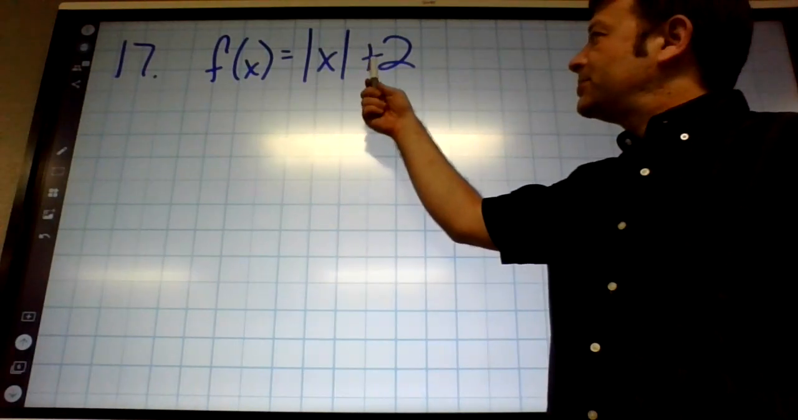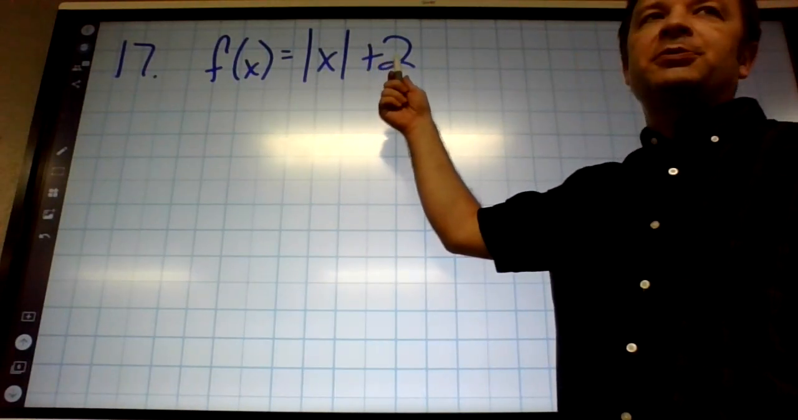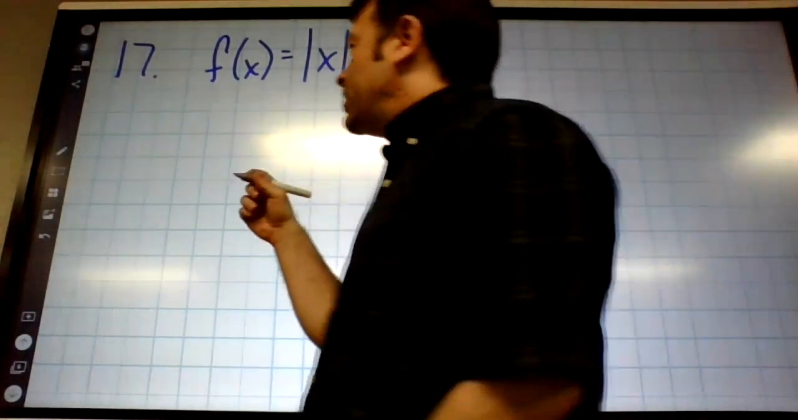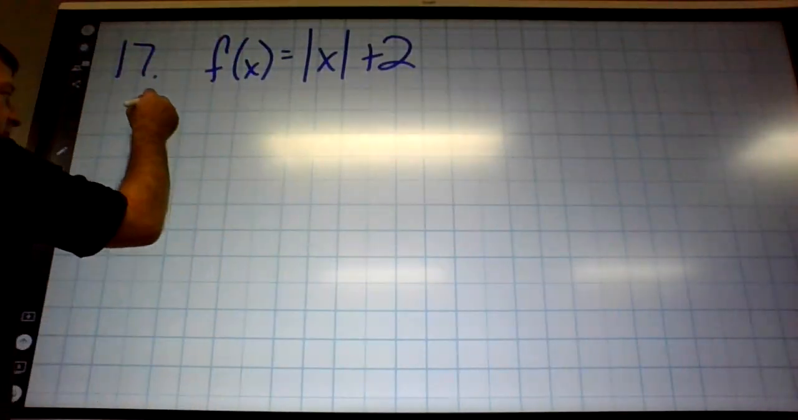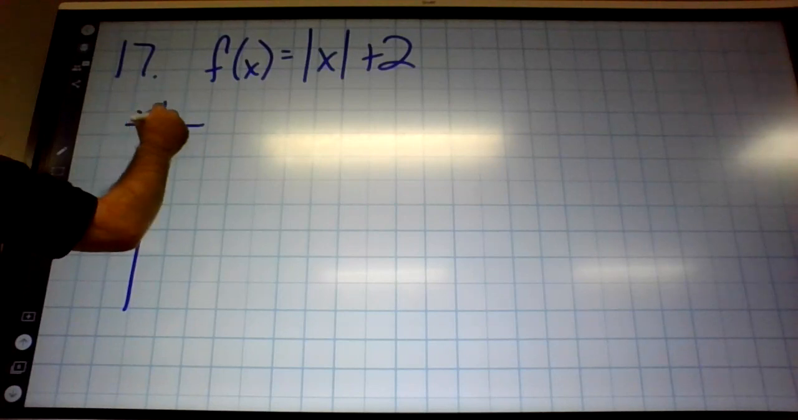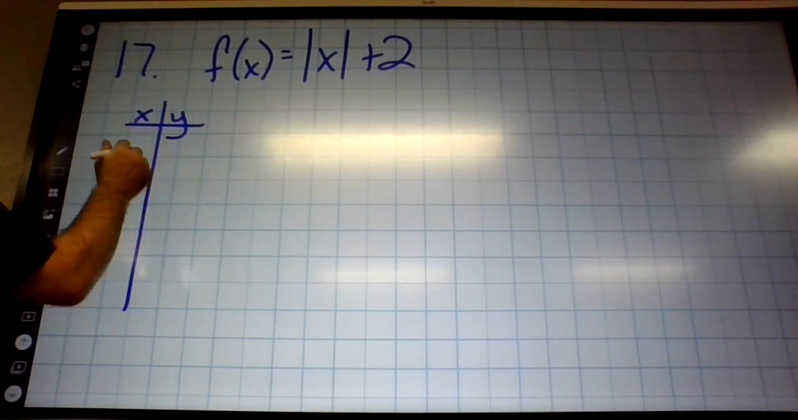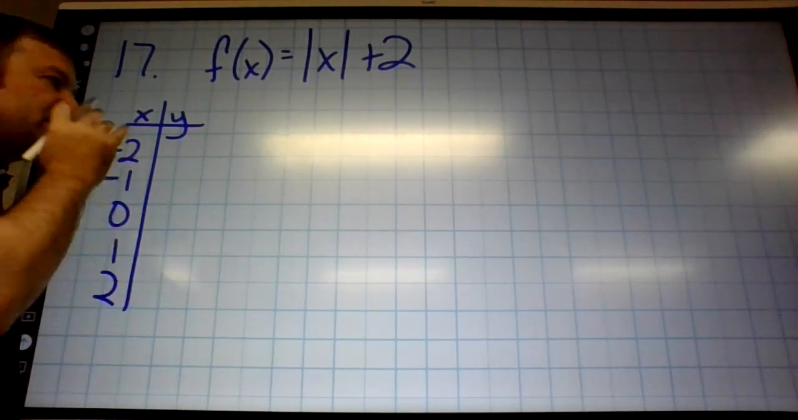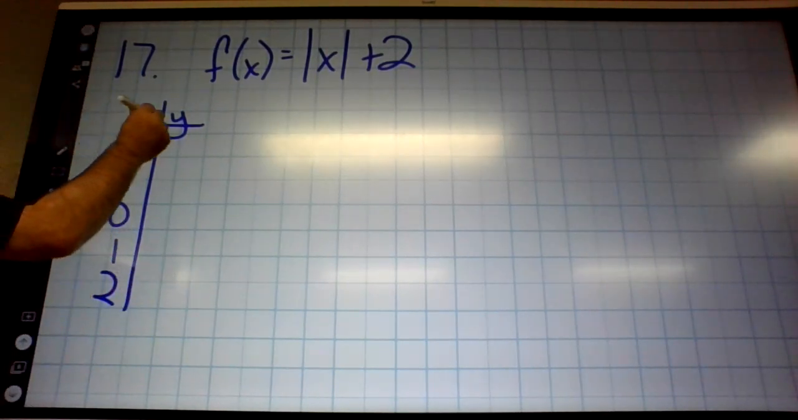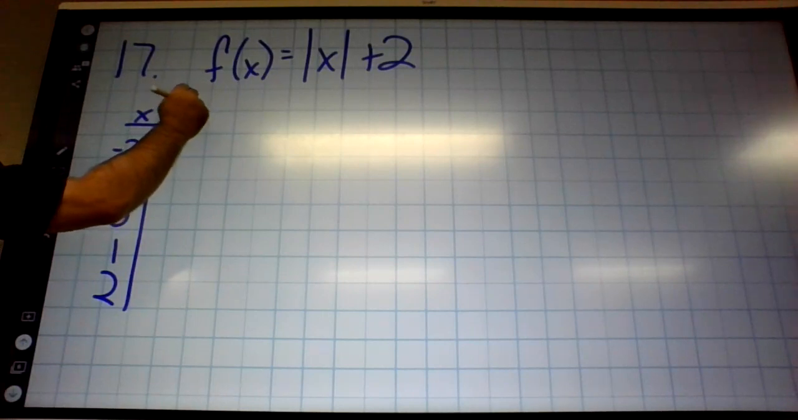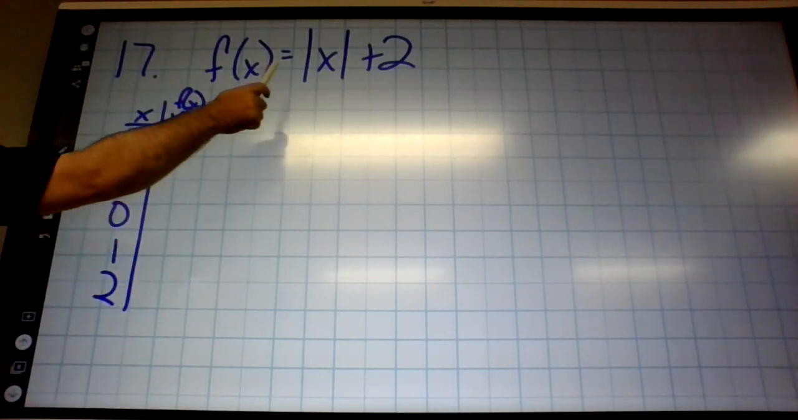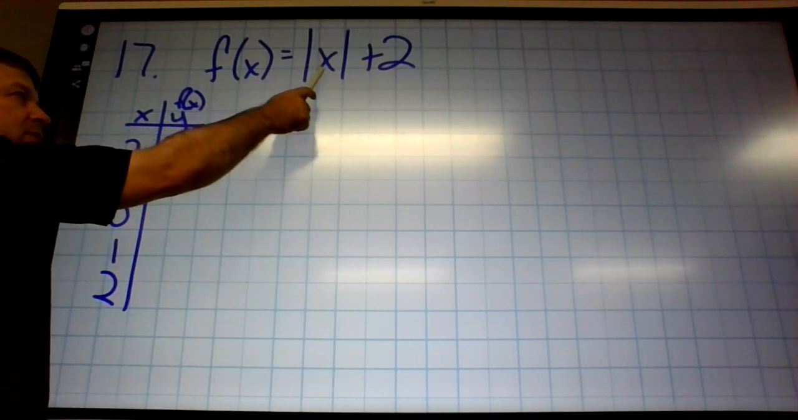Okay, do you guys know what the plus 2 is going to do to the graph? It's going to make it go up 2. Okay, so just to be sure, let's go ahead and practice. If you're not sure what it looks like, just plug some x values in, see what comes out, and graph those for y. The y is the same thing as the f of x.